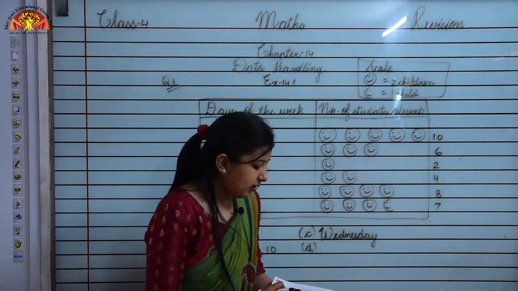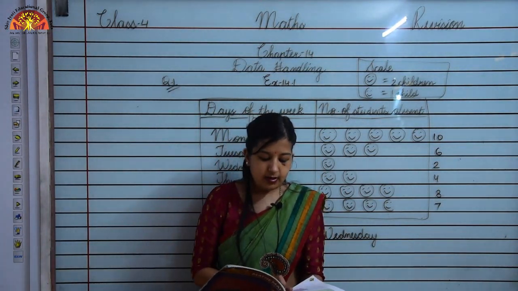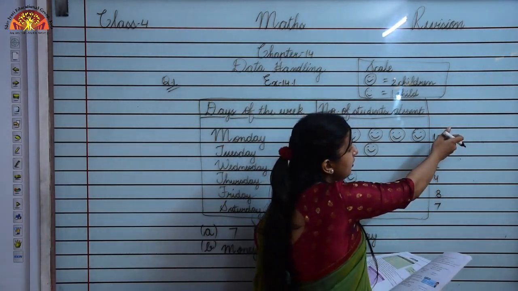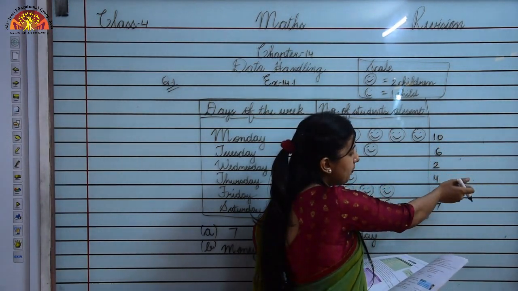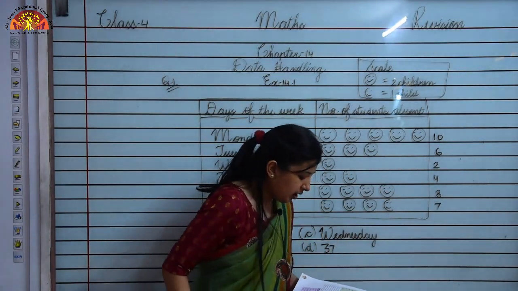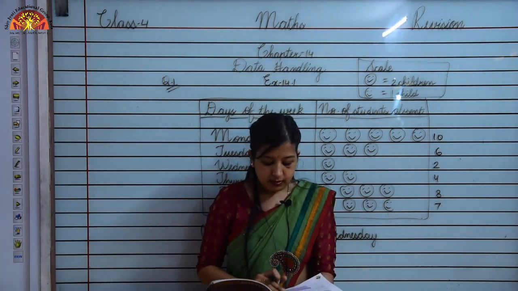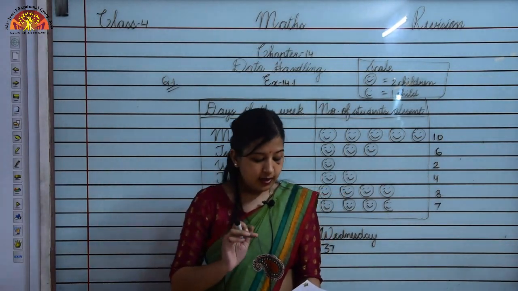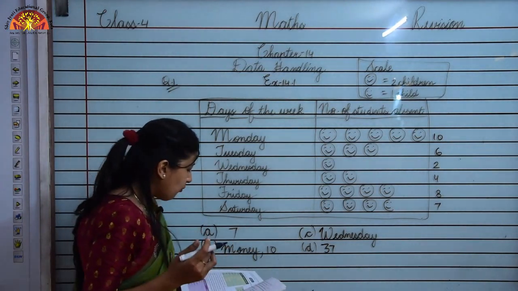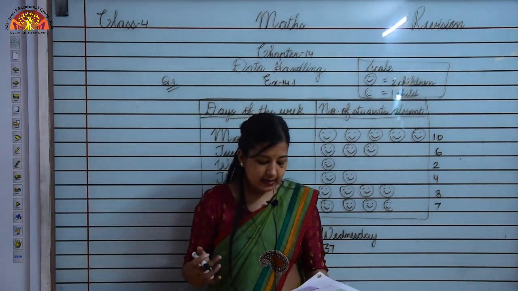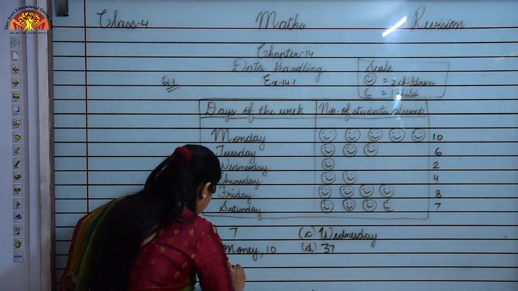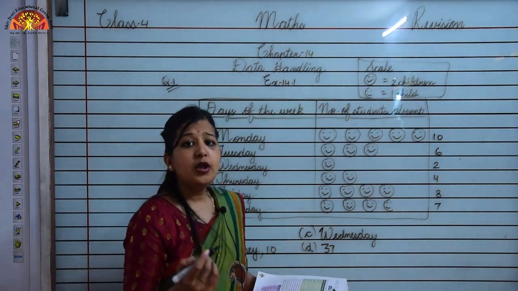So D part is, what is the total number of children in the above data? So here the total number of children is 10 plus 6 plus 2 plus 4 plus 8 plus 7 equals 37. So the total number of children is 37. Fine. Now we are going to do E part of this question. So E part of this question is, how many more children were absent on Friday than on Tuesday? So here 2 more children were absent on Friday than on Tuesday.